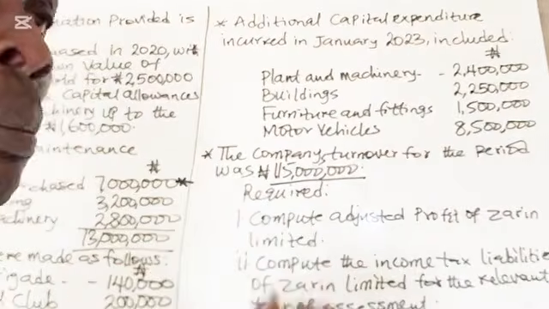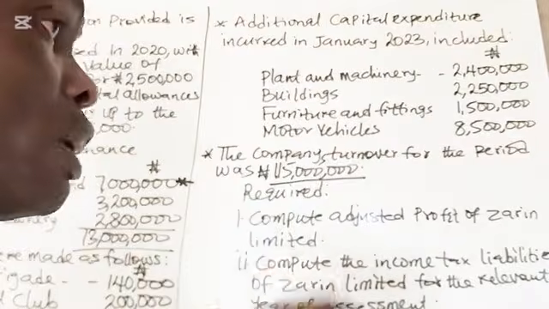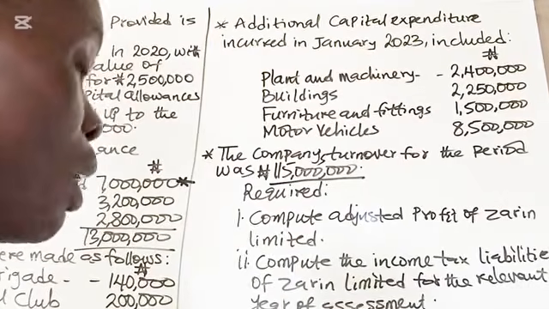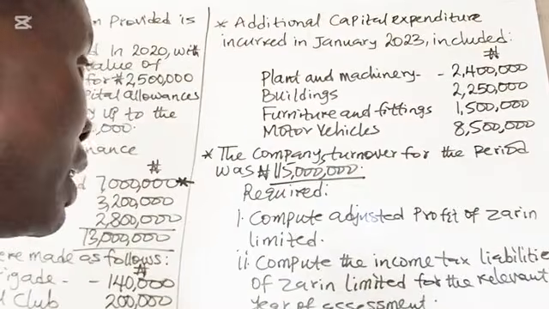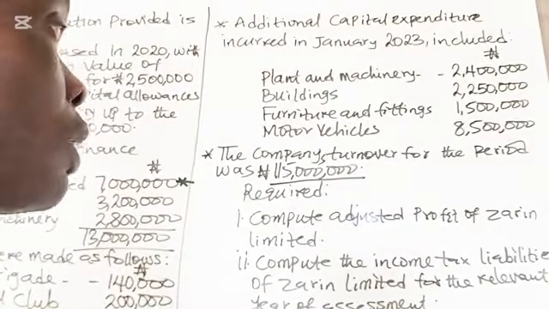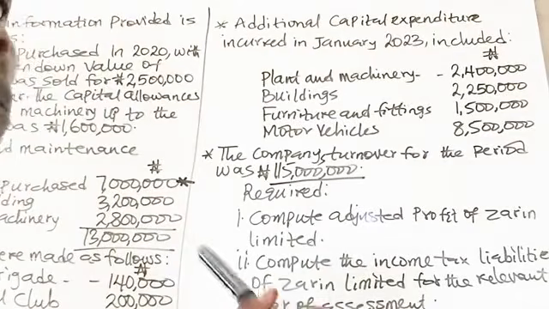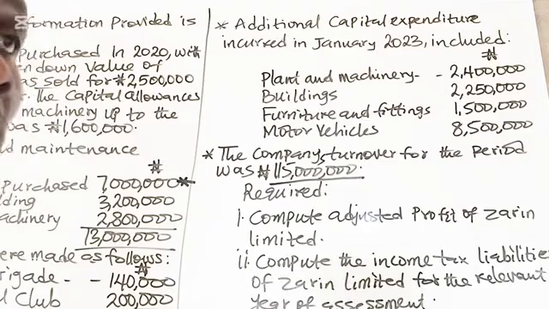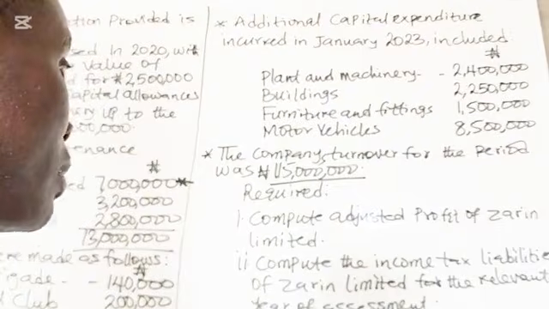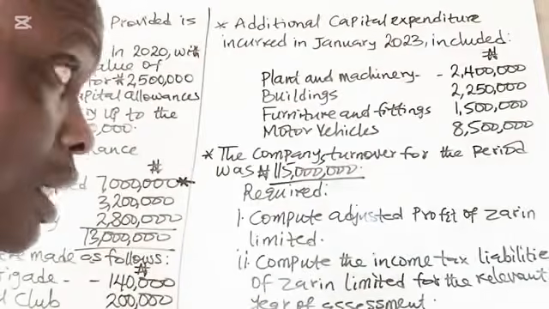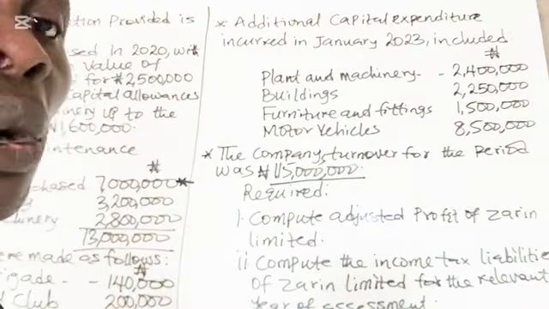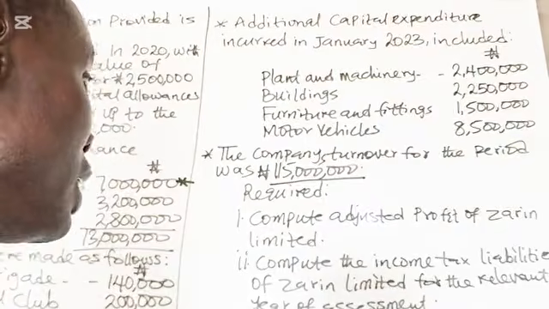The rate to use depends on the size of the company. A company with annual turnover of less than or equal to 25 million is a small company, and the tax rate for a small company is 0%. A company with annual turnover of greater than 25 million but less than 100 million is a medium-sized company, and the tax rate for a medium-sized company is 20%. For a company with annual turnover of 100 million and above, that is a large company, and the tax rate for a large company is 30%.